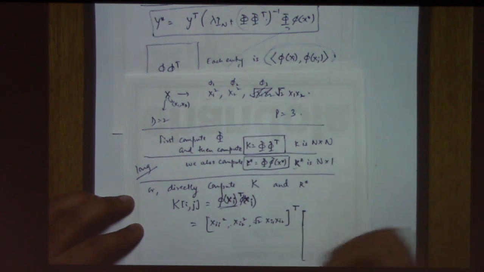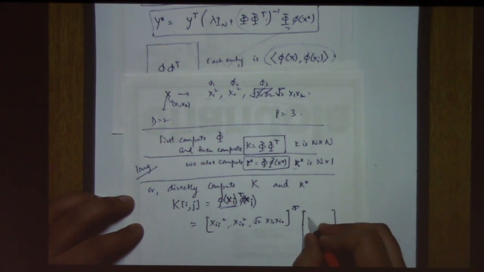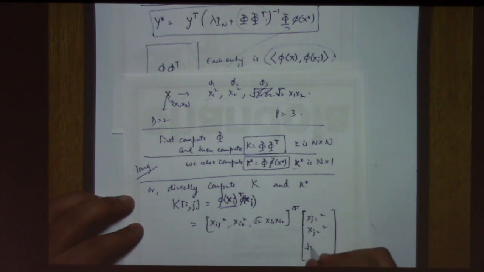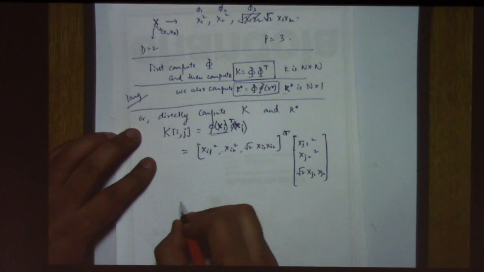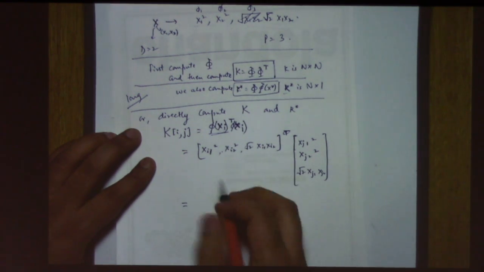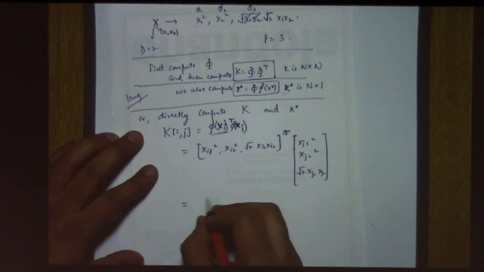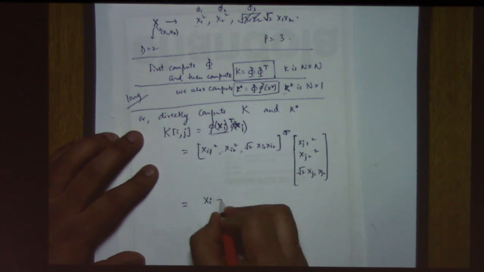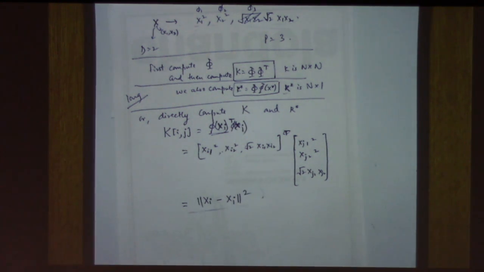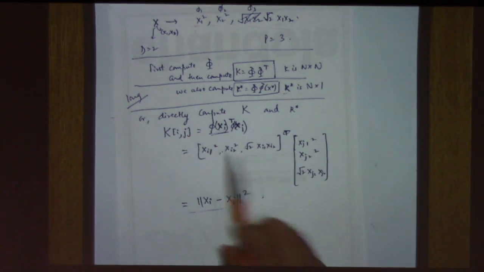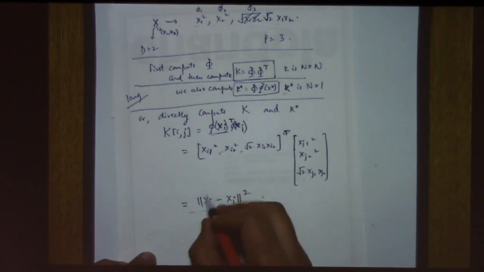And then this with this is xj1 square, xj2 square, root 2 xj1 xj2, right? Because I'm going to compute the dot product in the new space. So if I do this, it essentially will look like this eventually: xi minus xj square, which is the square of the Euclidean distance between these two vectors. I'm just skipping some of the steps, but when you multiply these, it will look like this, right?